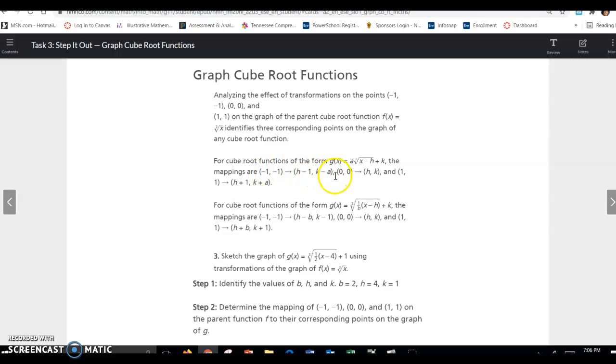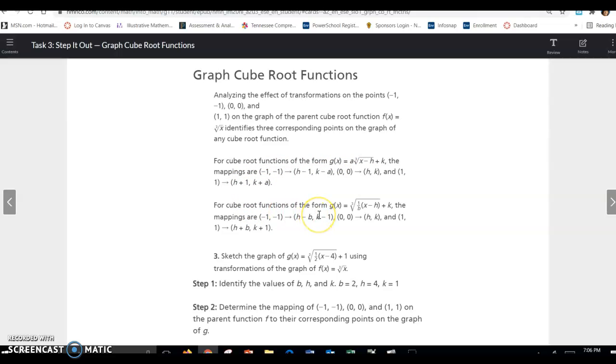Again, you need to know these. And then (0, 0), that's kind of your middle point here. That becomes your (h, k), which I call the vertex. In this case, it's not really your vertex, but it's the center of your graph. And (1, 1) maps to (h plus 1, k plus a). So again, you need to know how those are going to map to new points.